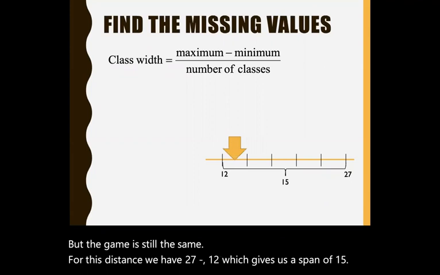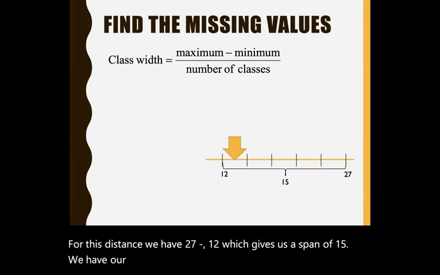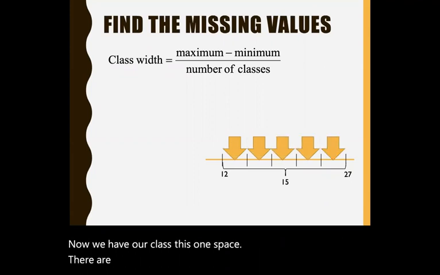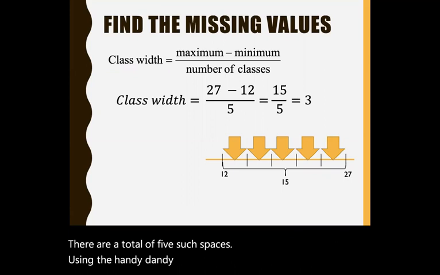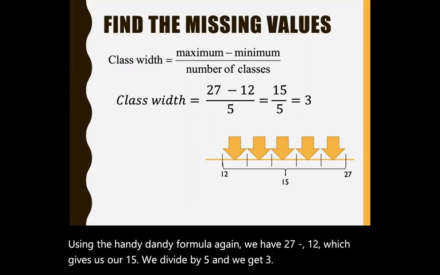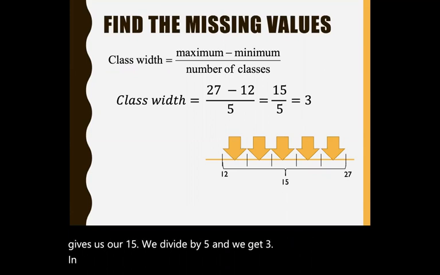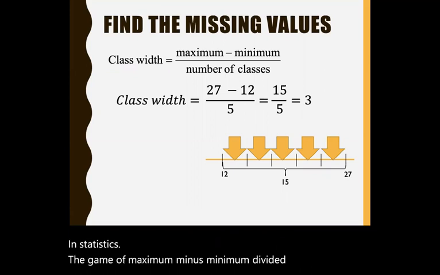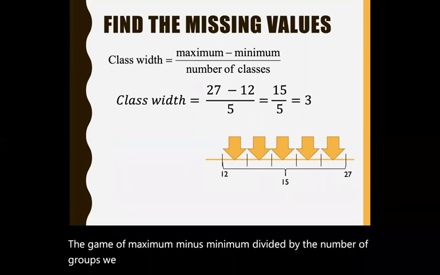Now we have our class, this one space. There are a total of 5 such spaces. So using the handy dandy formula, again, we have 27 minus 12, which gives us our 15. We divide by 5 and we get 3.